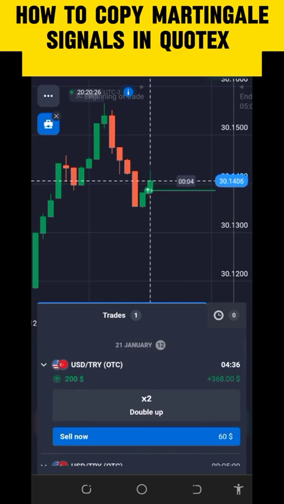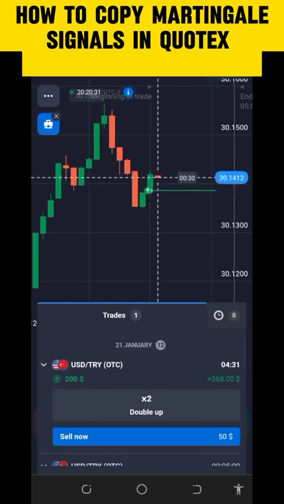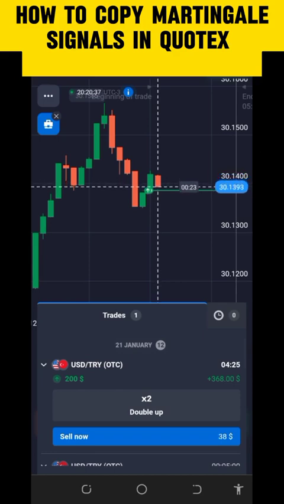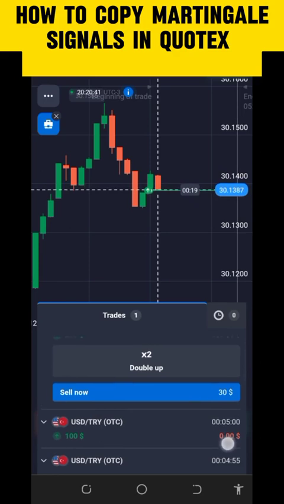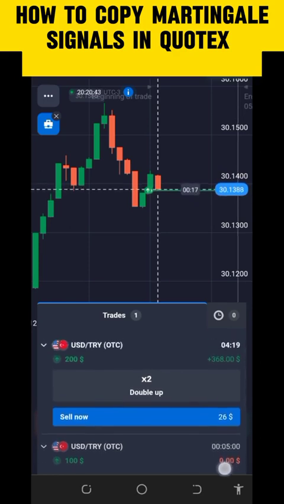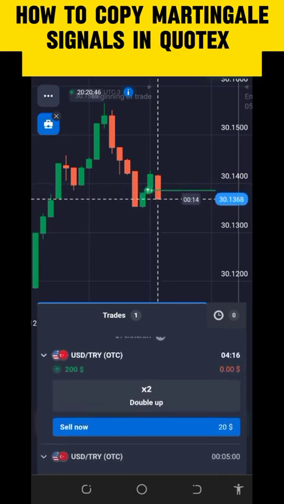$200, and if this trade goes in my favor, I'm going to get $368. That is an extra $168. I don't know if you understand. That means if I win in the first girl, I have recovered the $100 that I lost in the main trade, and I have gained an extra $68 profit.